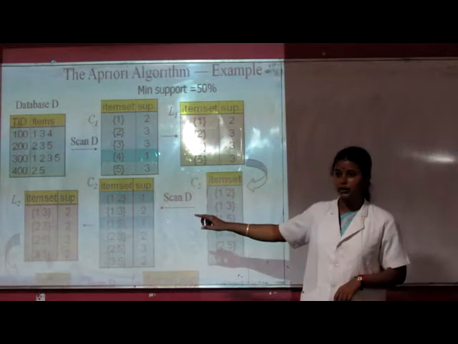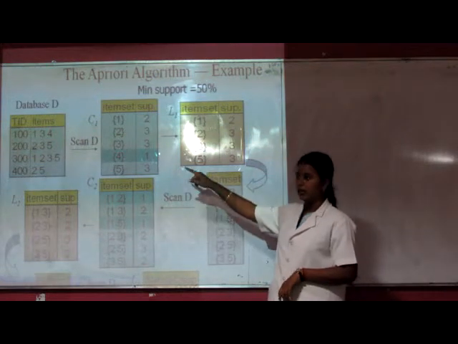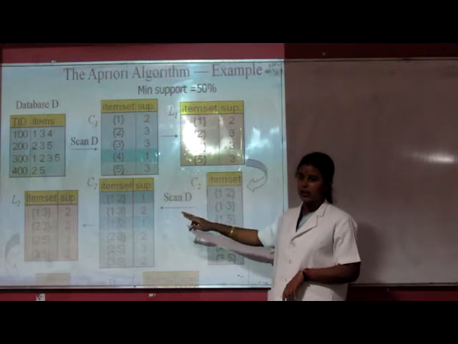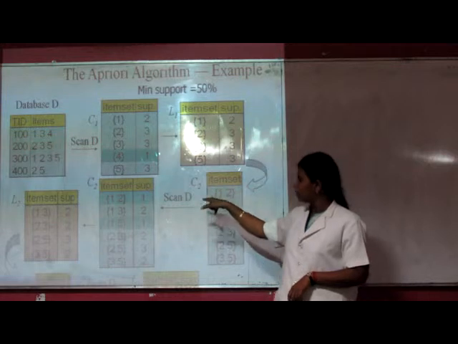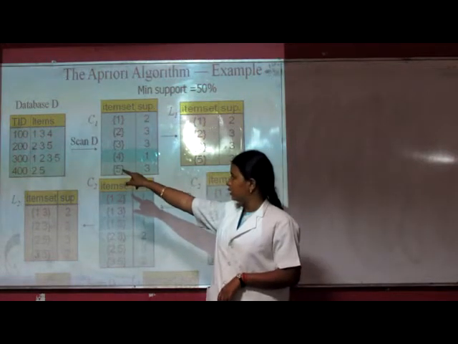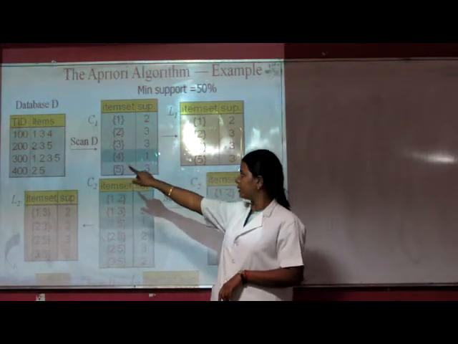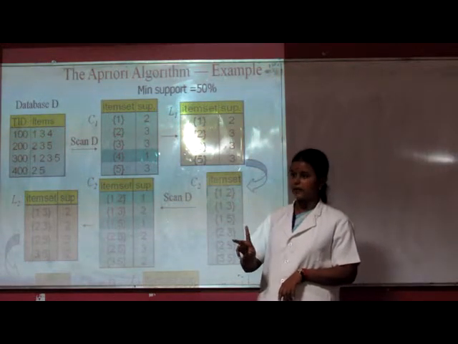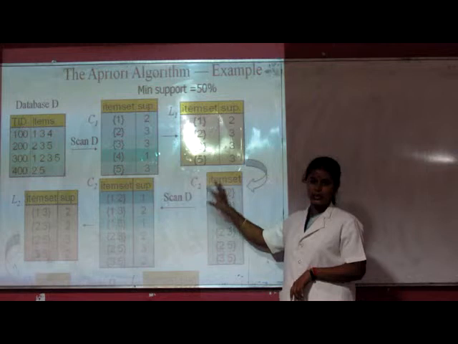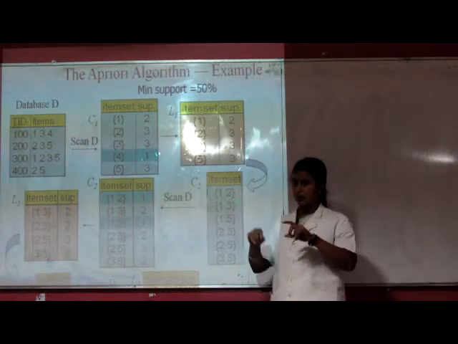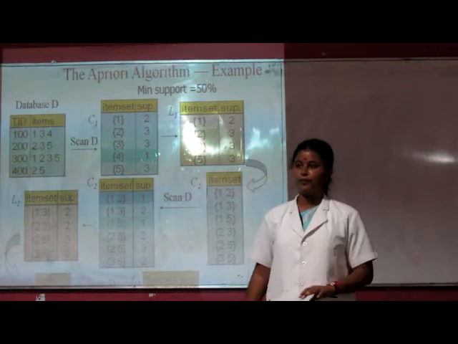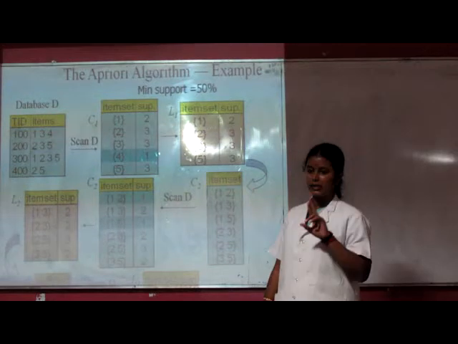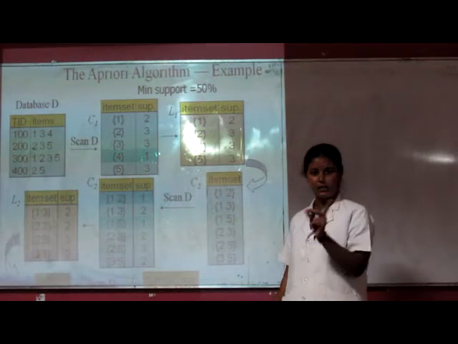When you go for 2, 3 and 5, you have to check whether it satisfies the minimum support. 2, 3, 5 exists in the third transaction, and 2, 3, 5 exists in the second transaction. So it is satisfying two transactions, and the minimum support is 50%. So we can make 2, 3 as our association. If a person purchases 2, he will purchase 3 and 5.